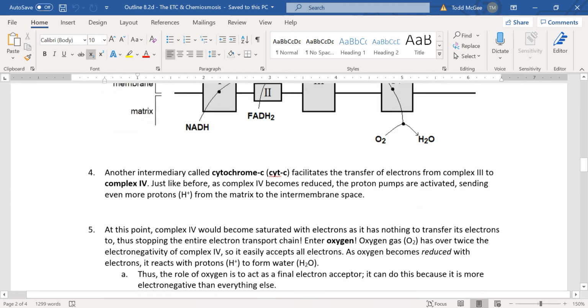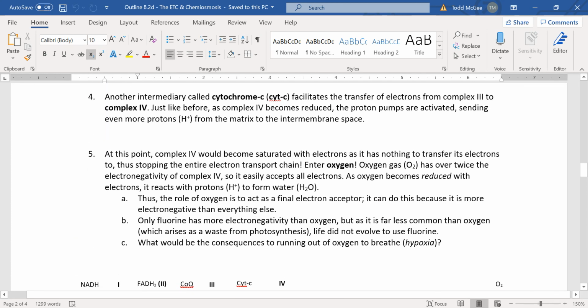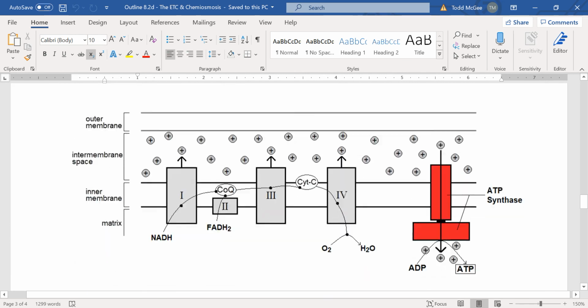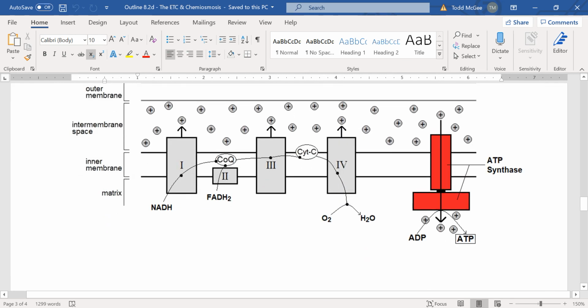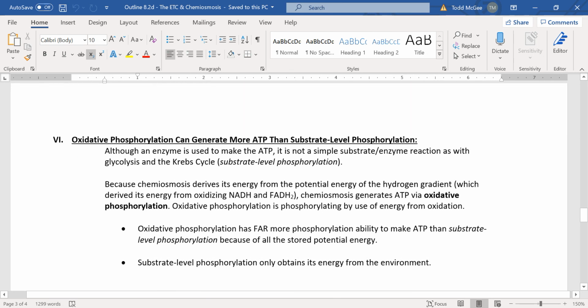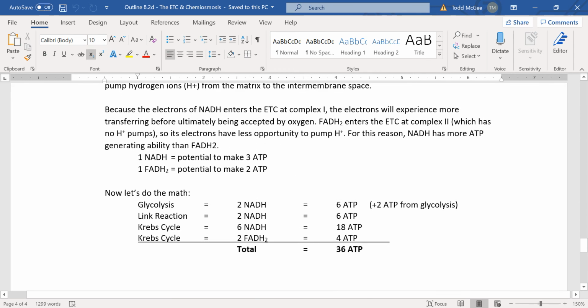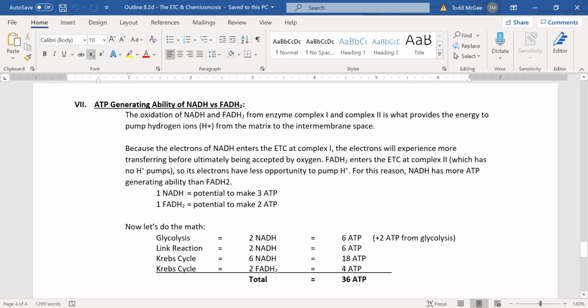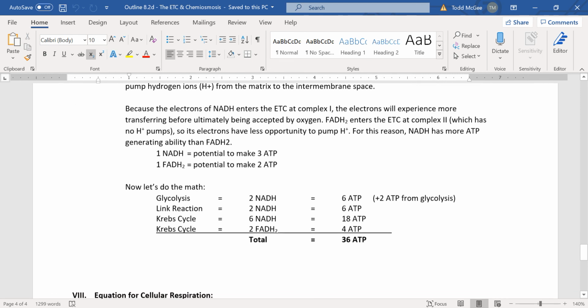Again, lectures can only explain so much here. Make sure you take a moment to read about electronegativity, which I put here at the bottom, and also this process of chemiosmosis and what is taking place here. And likewise, what's the difference between oxidative and substrate level phosphorylation? On the last slide of my outline, I explain the difference between NADH, FADH2, and all of those that we are creating. We get a total here of 36 ATP that are generated in this entire process.